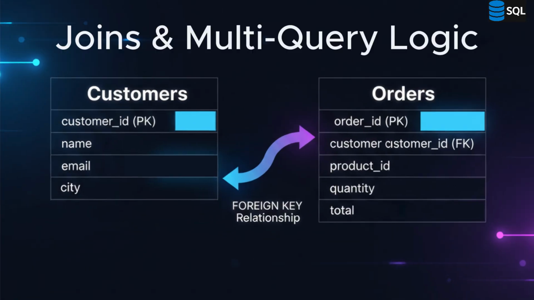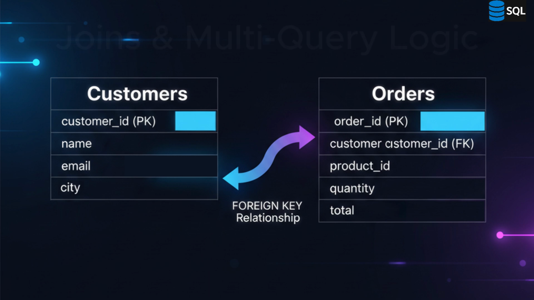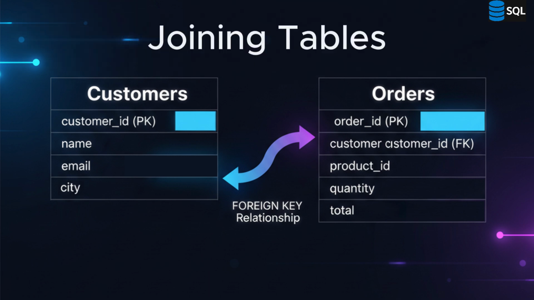We're about to jump into joins and subqueries. If you master these two concepts right now, you can get 90% of all data analyst jobs. Joining tables, the foundation of relational databases. We link tables using common columns, like a customer ID.